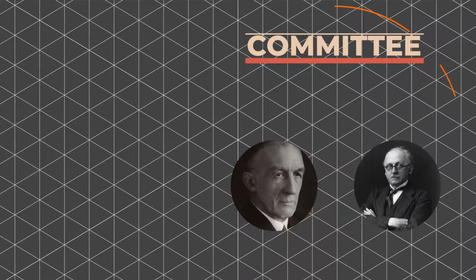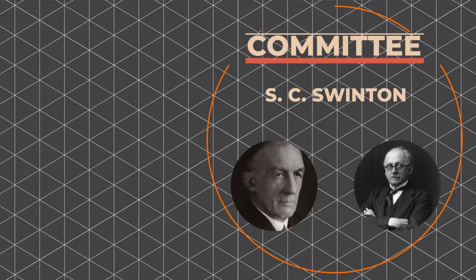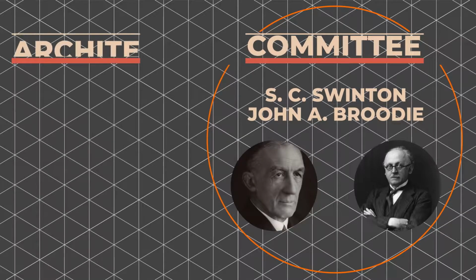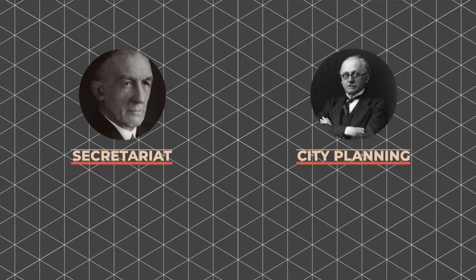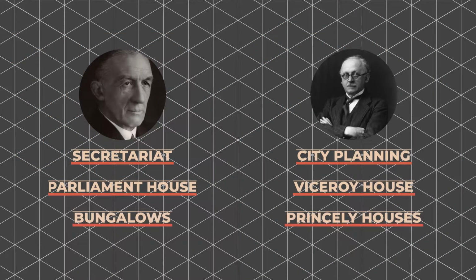A town planning committee was formed immediately with Lutyens and Baker as architects, John A. Brodie as engineer, and S.C. Swinton as municipal expert. There were several other architects as well who contributed to other projects. They chose a rocky outcrop called Raisina Hill as the new site.